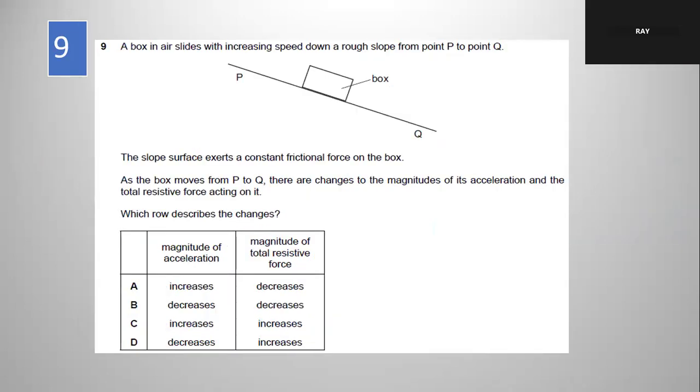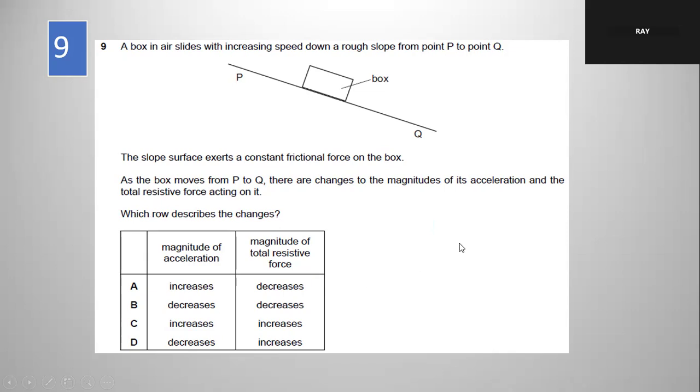A box in air slides with increasing speed down a rough slope from P to Q. That's your P, that's your Q. The slope surface exerts a constant frictional force on the box. Right? Frictional force is constant. It's going upwards. The box moves from P to Q. There are changes in the magnitude of its acceleration and the total resistive force acting on it. Which row describes the changes?